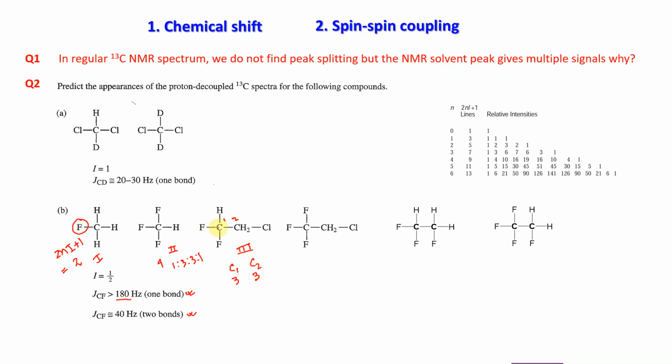Because you have 2 fluorine, they are connected, they are related to this C2. Yes or no? Through 2 bonds. The C2 is related to the fluorine with 2 bonds, right? And both the fluorine are of similar type. So I can use n plus 1 rule. So again it will be triplet.